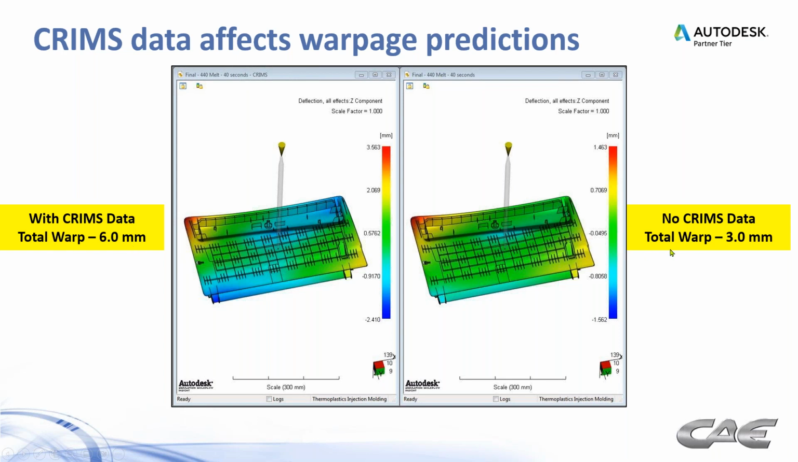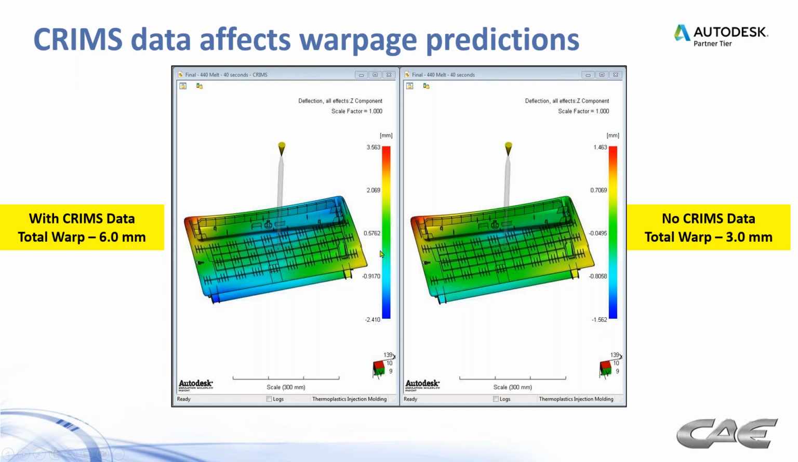I'm sorry, that's on the right, and was predicting a total warp between the high point moving upward 1.5 millimeters and the low point moving down. Can't see it, but it's on this hinge point here, 1.5 millimeters. Okay, so a total warp of 3 millimeters between the two extremes.